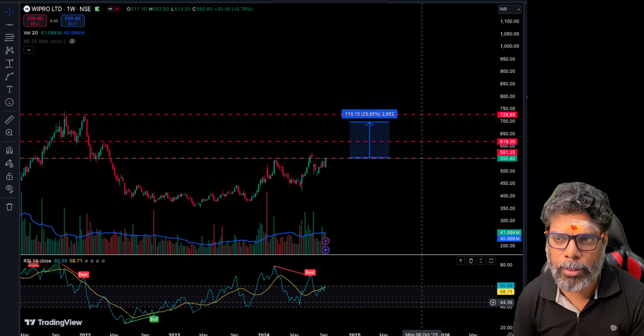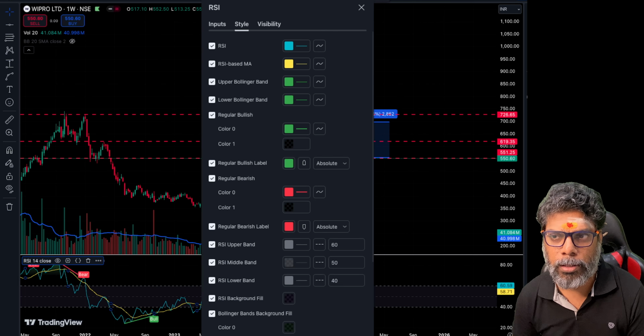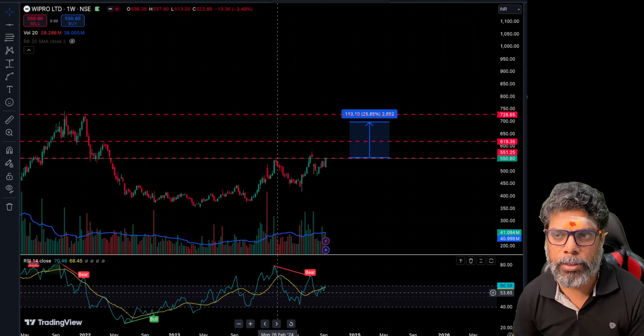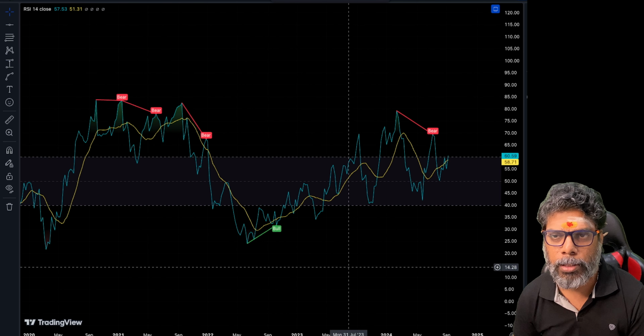The next one is in the RSI settings. Again, go to the settings here. By default it will have 70-40. So change the 70 to 60 and change the lower one to 40. It might be 30; change these 2 readings. Now you will see a band over here. I'll double click, and you can see the RSI separately. You will see it like this.